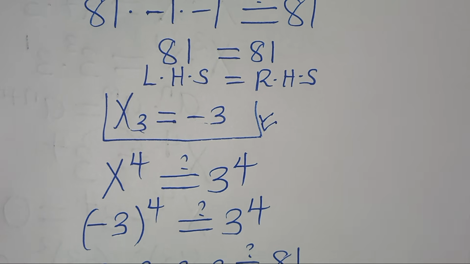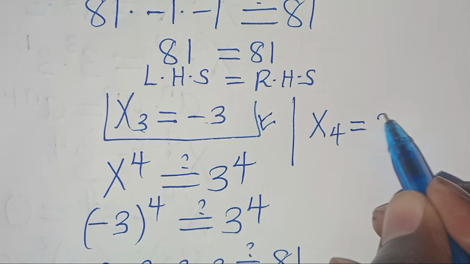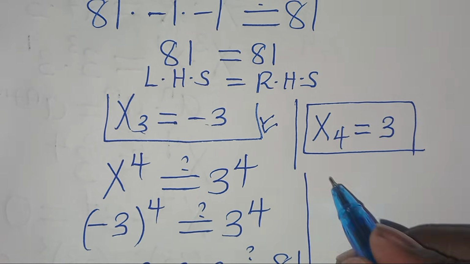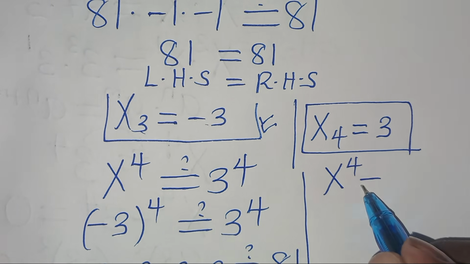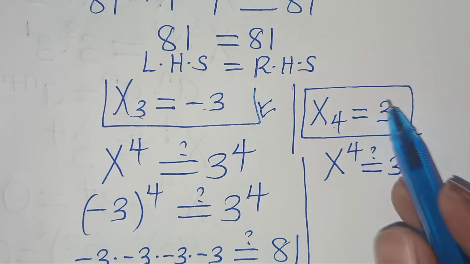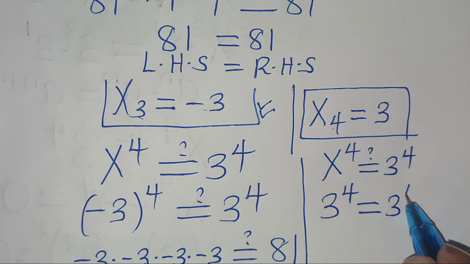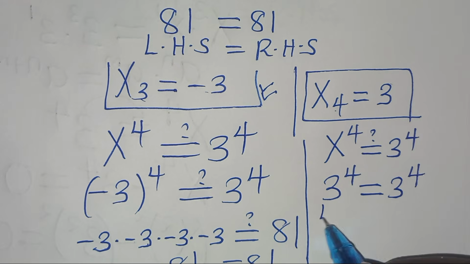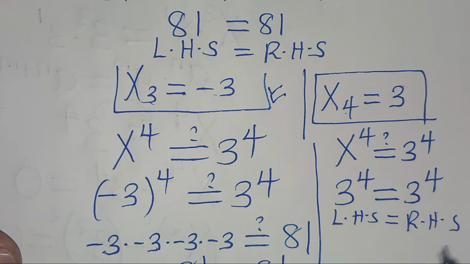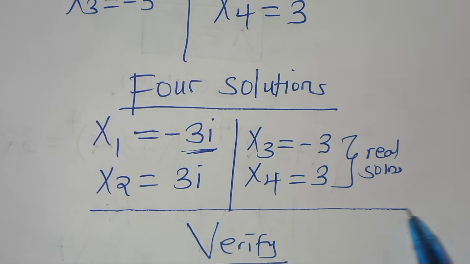Now let's check x4. x4 is equal to 3. So this means that x to the power of 4 should be equal to 3 to the power of 4. So we have 3 to the power of 4. This is equal to 3 to the power of 4. So this is to mean that the left hand side is equal to the right hand side. And this shows that the 4 set of solution A satisfies the equation.